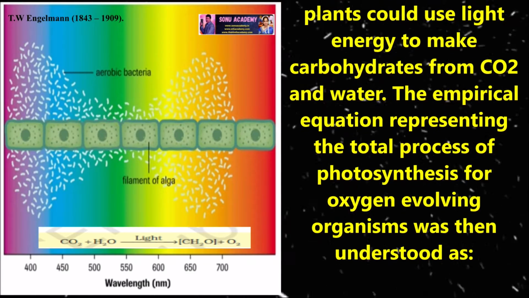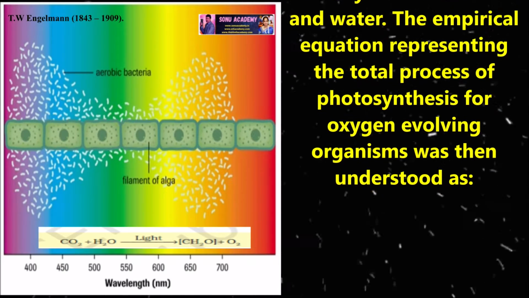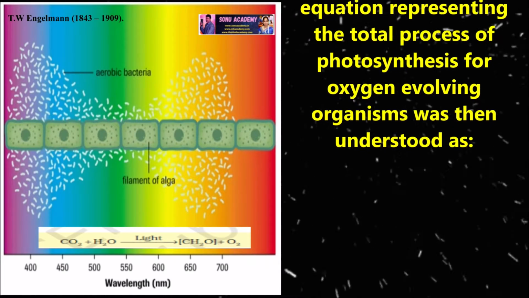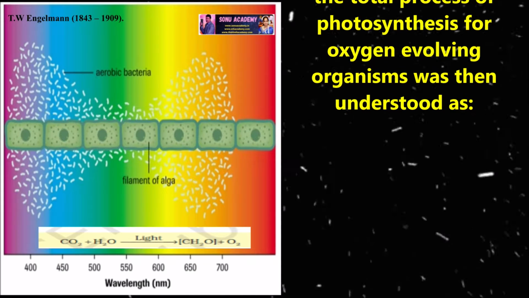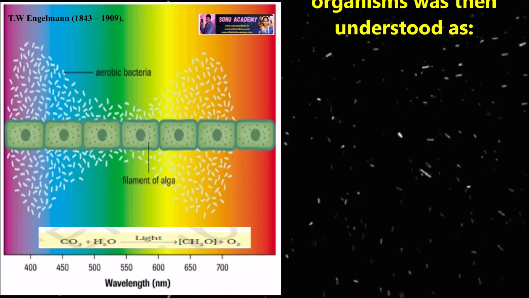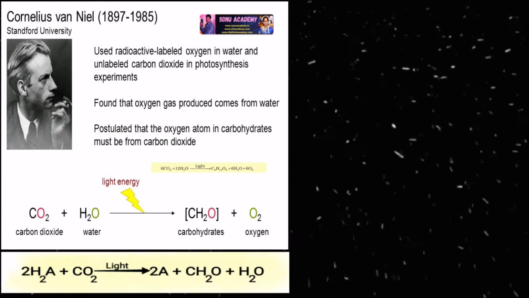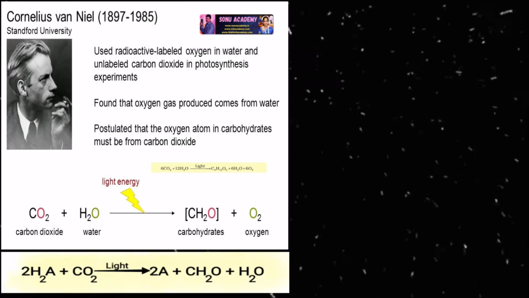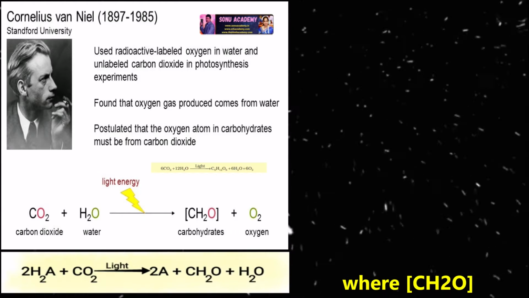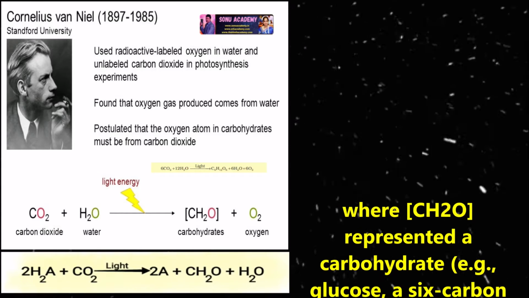The empirical equation representing the total process of photosynthesis for oxygen evolving organisms was then understood as CO2 plus H2O gives rise to [CH2O] plus O2, where CH2O represents a carbohydrate, meaning glucose, a 6-carbon sugar.